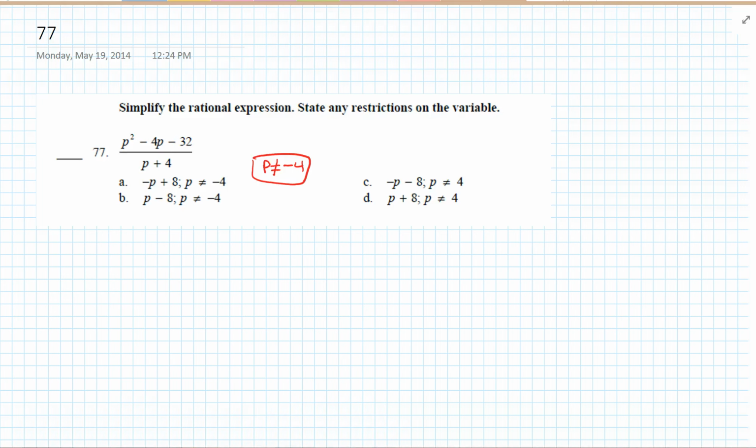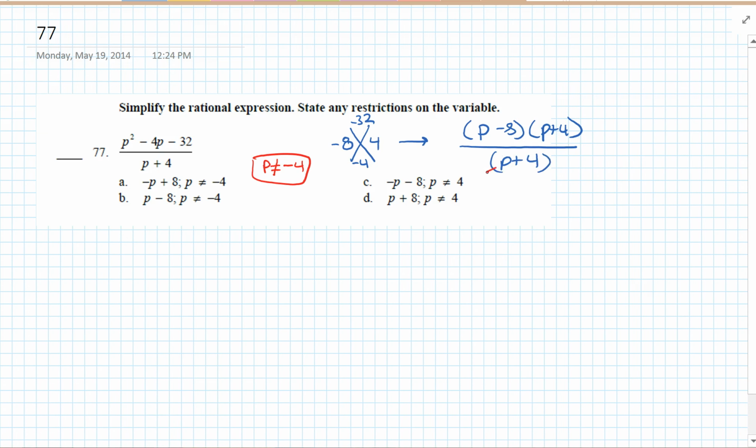So the numerator, let's look at it. We can factor. We need a number that has a product of -32 and a sum of -4. So that'd be -8 and 4. So we can rewrite that as p minus 8 times p plus 4, and all that is still over p plus 4. The p plus 4s are going to cancel, so the final answer is p minus 8. And we do have restrictions of p cannot equal -4. Answer is B.